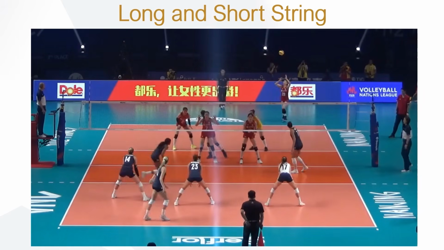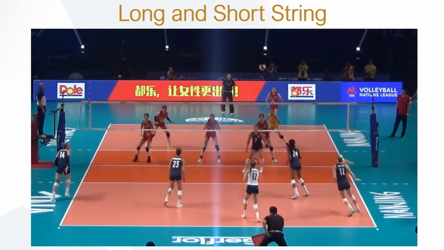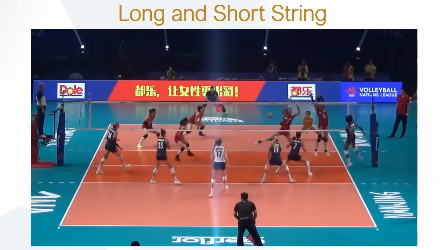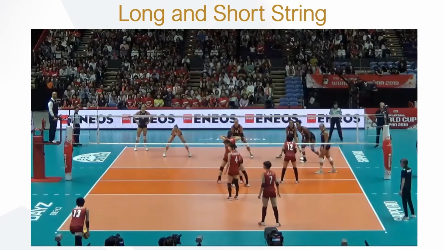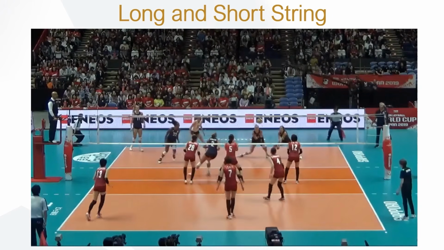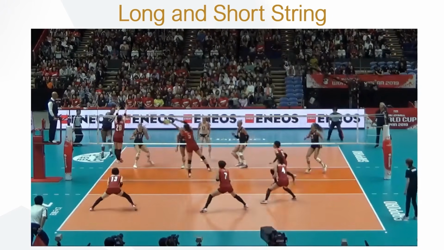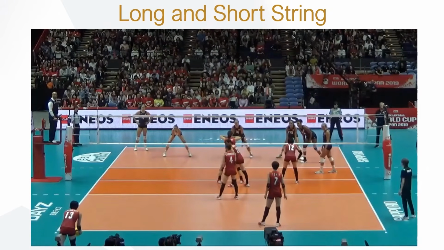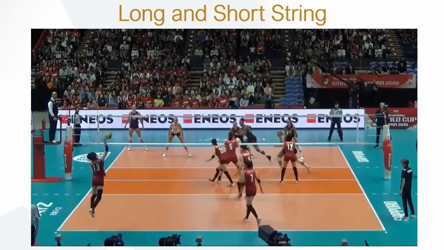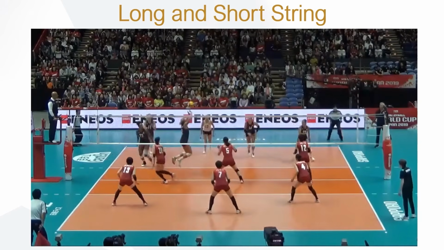So this middle blocker, she just simply takes one step, but then she stops, she reads, and the short string is really hard for her to go and defend. Here's another example of that with Japan. You see this middle number 5. She reads, she's not moving early. We know this, we've scouted this, and we want to exploit it by making sure we run some of that short string.